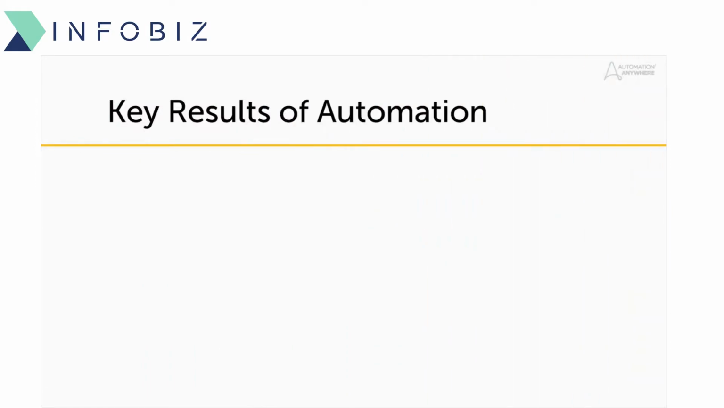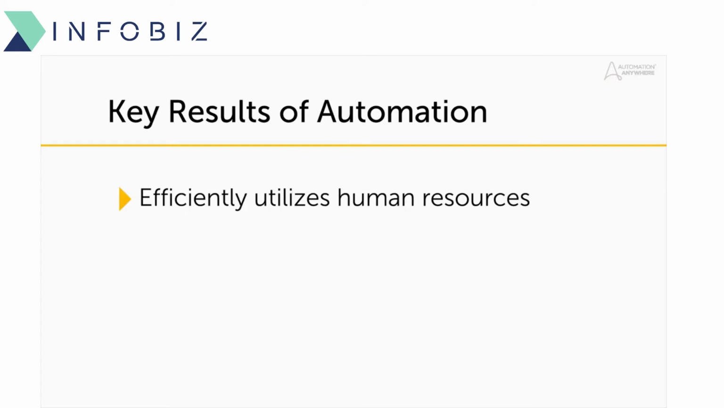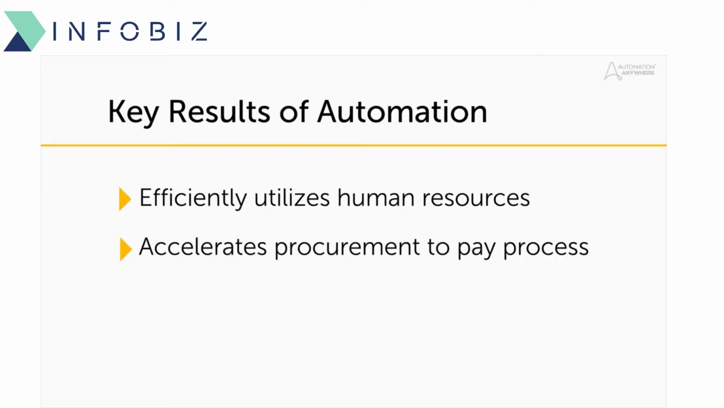Automating everyday business processes, like the invoice approval process, greatly increases the efficiency of human resources and accelerates the procurement process, saving time and money with drastically reduced human errors.